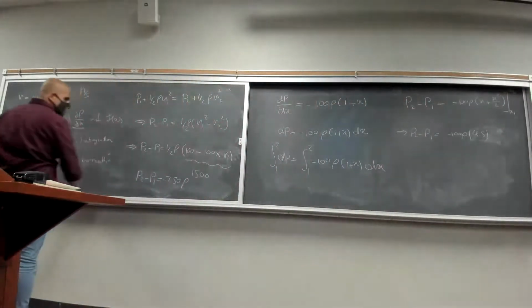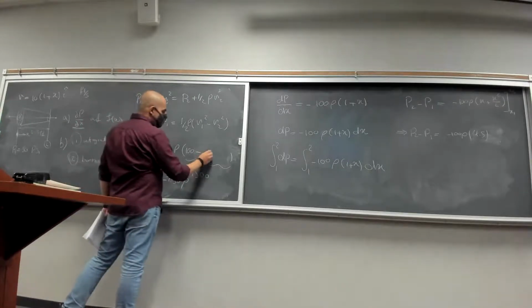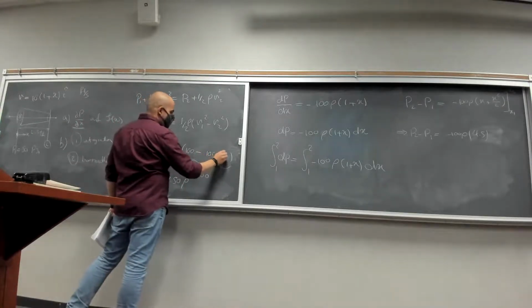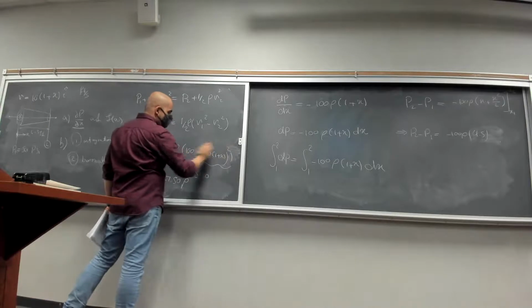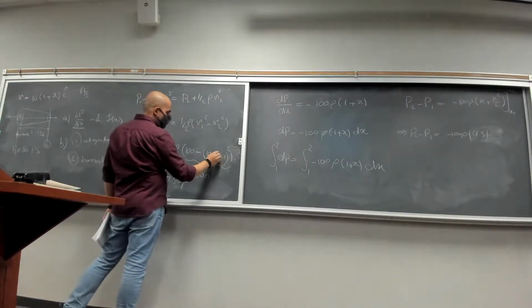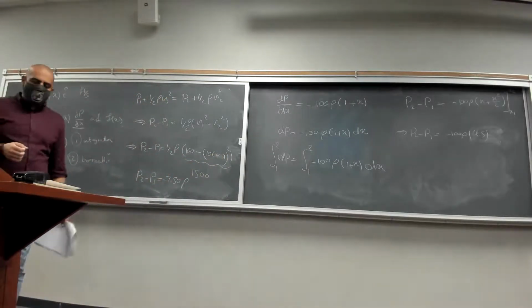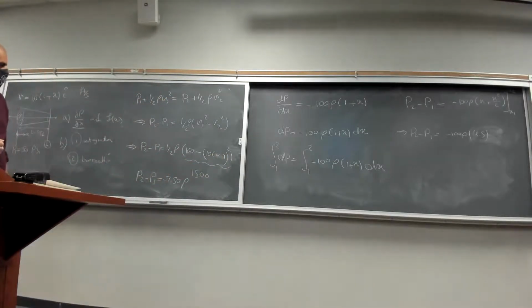Which is not the same result, so I must have made a mistake here. We have this. No, I didn't make any mistake here. Why aren't we getting the same results? 4 to the power 2 is going to be 16, 100 minus 1600 is 1500, and divided. Where did I make a mistake?